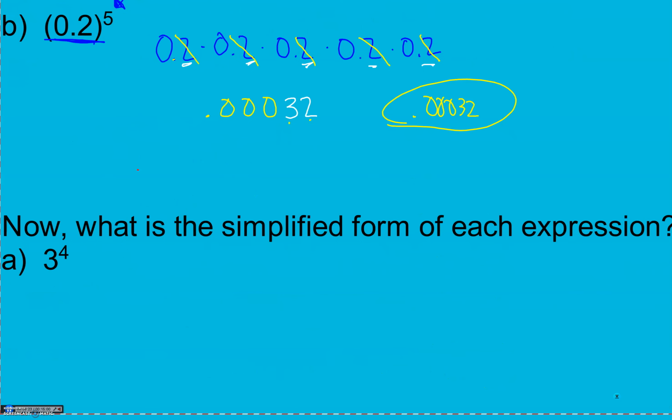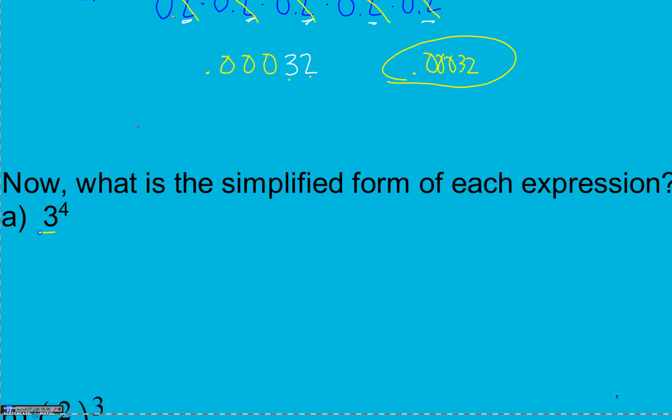Now feel free to pause here and give these a try. 3 to the 4th power, we're going to take our base 3 times itself, exponent number of times. And here we can either go straight across like we did with our 2's, or we can group these a little bit and make it a little easier. 3 times 3 is 9, and 3 times 3 is 9. 9 times 9 is going to give me 81.